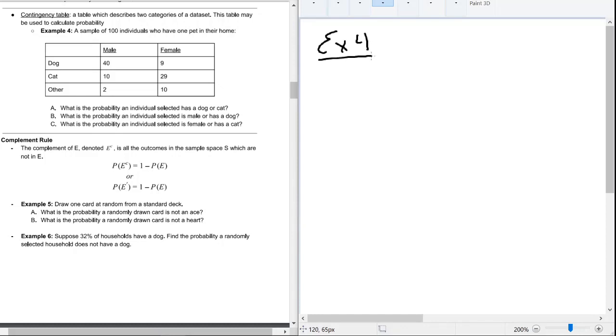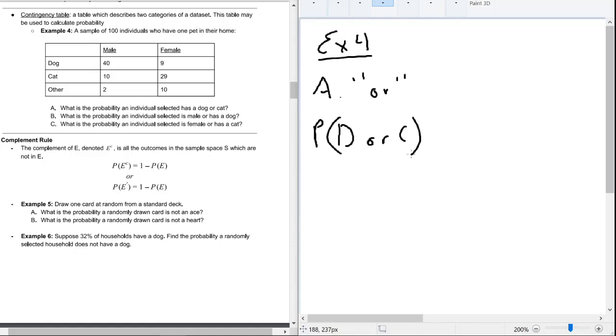A sample of 100 individuals who have one pet in their home. So that's displayed in the data set here. And we're going to look at each one to see how we calculate the following. What is the probability an individual selected has a dog or cat? And notice, what's the keyword here? The keyword is or, right? So here we're going to denote the event dog as D, the event cat as C, and we would like to find the probability of selecting an individual that has a dog or cat.